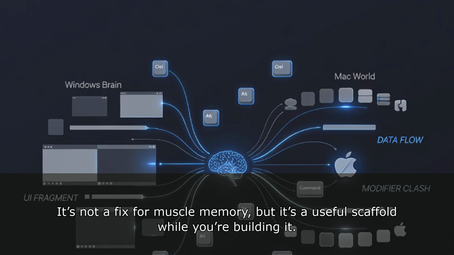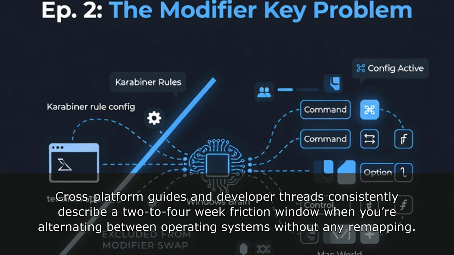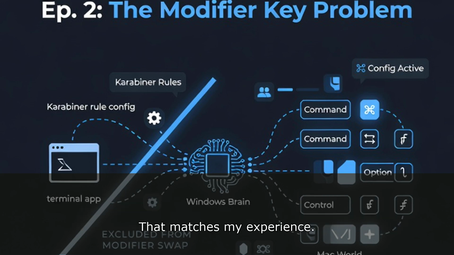Here's where I landed after a few weeks. The productivity dip is real. Cross-platform guides and developer threads consistently describe a 2 to 4 week friction window when you're alternating between operating systems without any remapping. That matches my experience. My Monday recommendation is this: do not do a blanket modifier swap. The terminal conflict alone makes it not worth it.